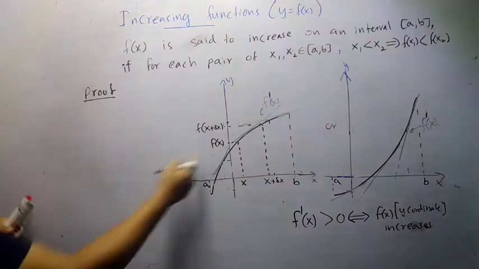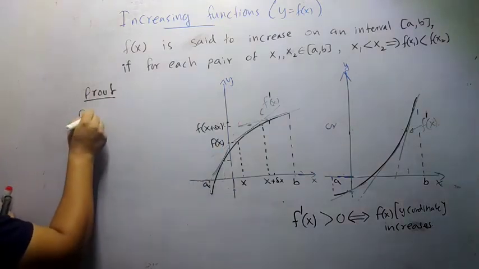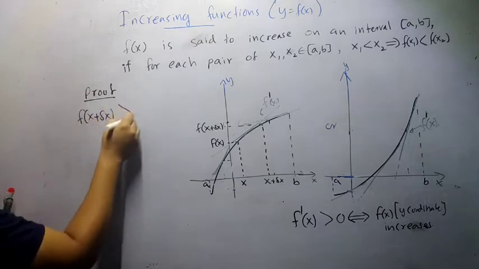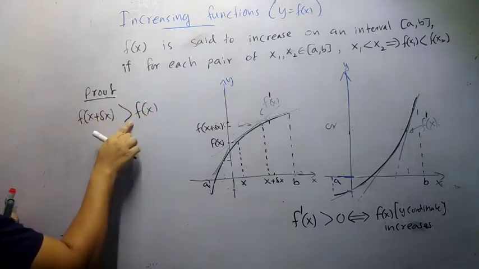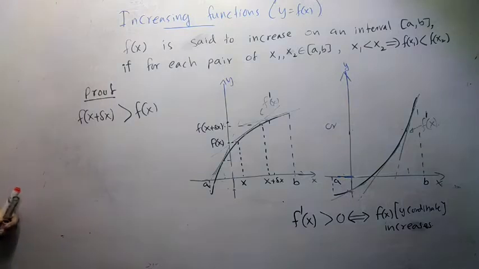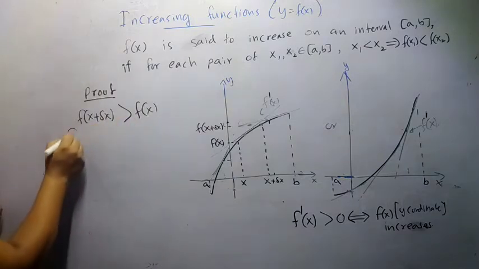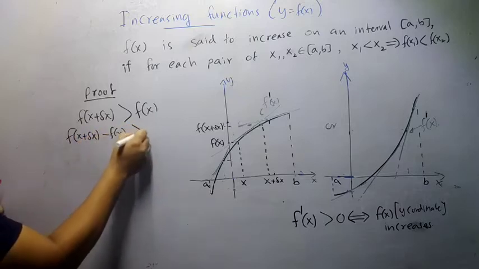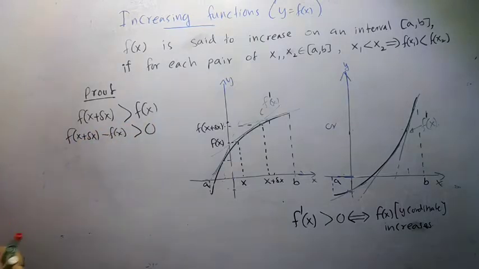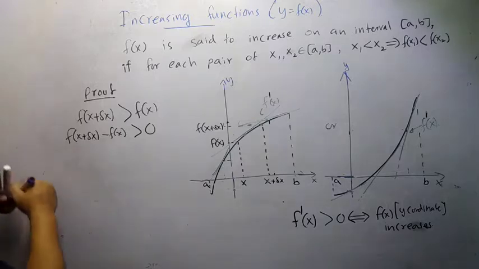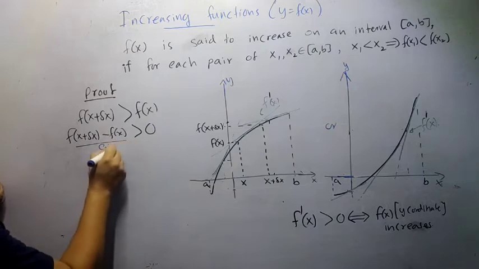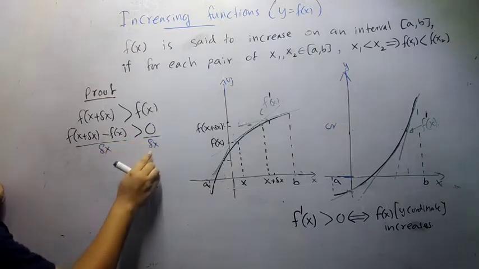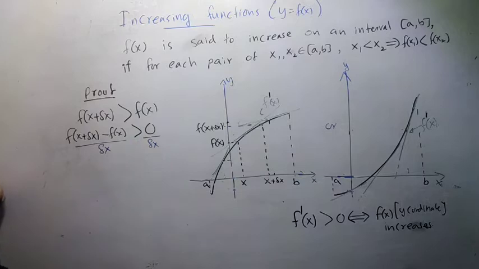So what does that mean? As you can see, f of x plus delta x is greater than f of x. It's not equal, it is greater. So let me take it to the other side: f of x plus delta x minus f of x must be greater than 0. Now I'm going to divide this whole inequality by delta x. Since delta x is a positive quantity, the inequality will not change its direction.